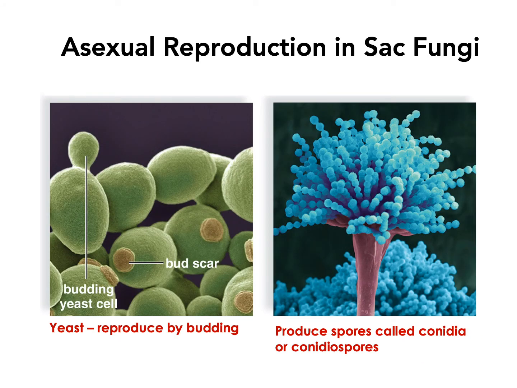So, asexual reproduction in sac fungi, we have, like I said earlier, budding and also the conidiospore. So this is the budding, also cute, right? The formation of a new cell.